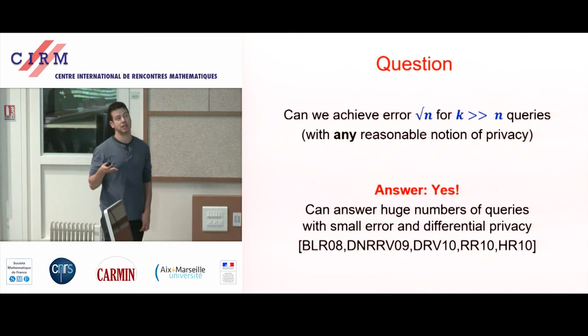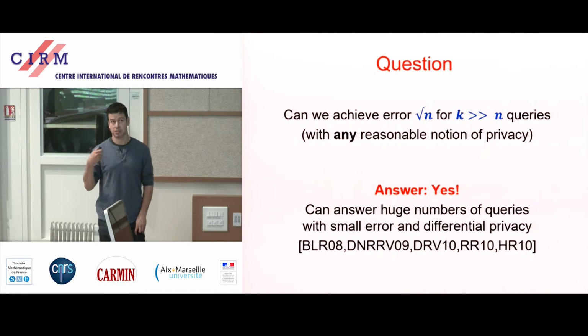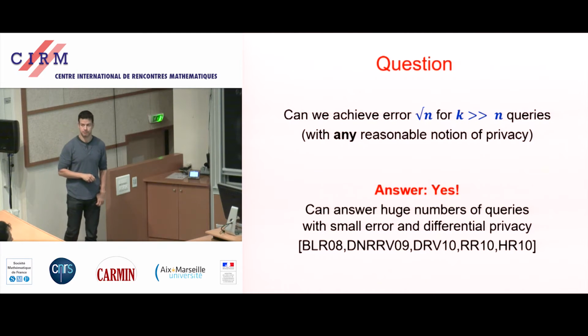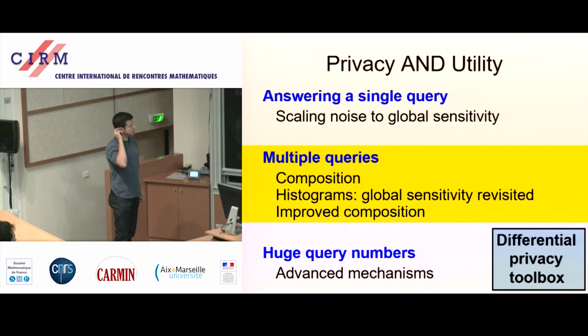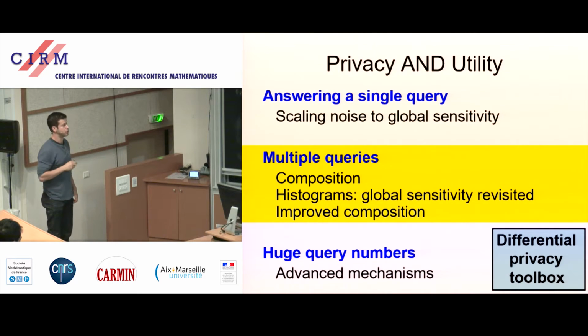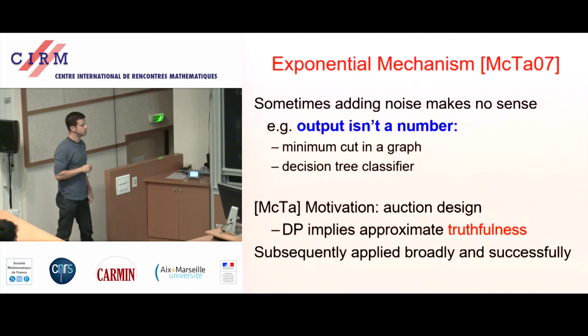I'll be even more ambitious, and I'll ask, can we answer an exponential number of queries with differential privacy, with a strong notion of privacy protection? And we'll see that the answer is yes. You can answer huge numbers of queries with very small error that essentially approaches root n, and with differential privacy. I'll try to show you the first of these mechanisms today, and I'll spill over tomorrow to show you the second one. So that's going to be the next thing we do, huge numbers of queries.